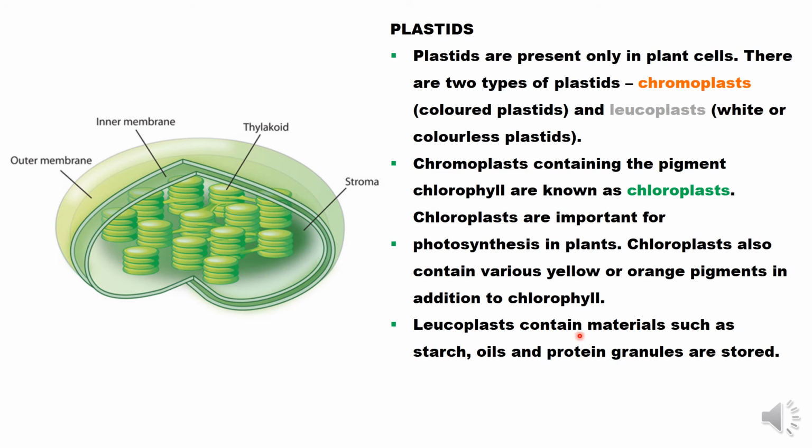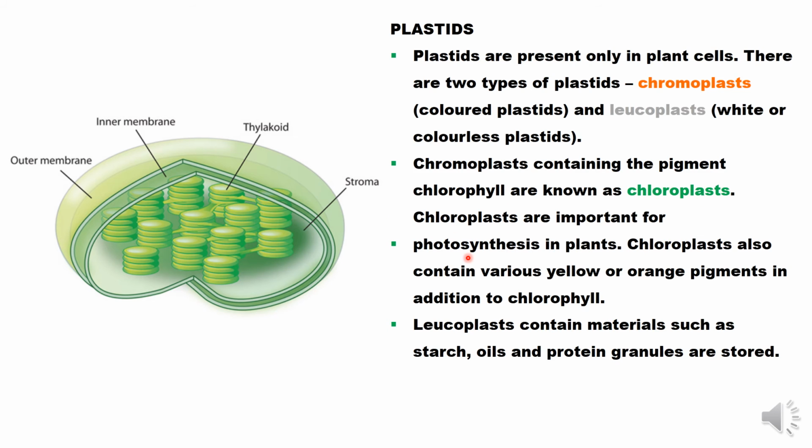So plastids are only found in plant cells. They can contain pigment or stored food. The pigment containing ones, if they have colorful pigments other than green, then they help in the attraction of pollinators. If they contain the green pigment, they are known as chloroplasts, which are involved in photosynthesis.